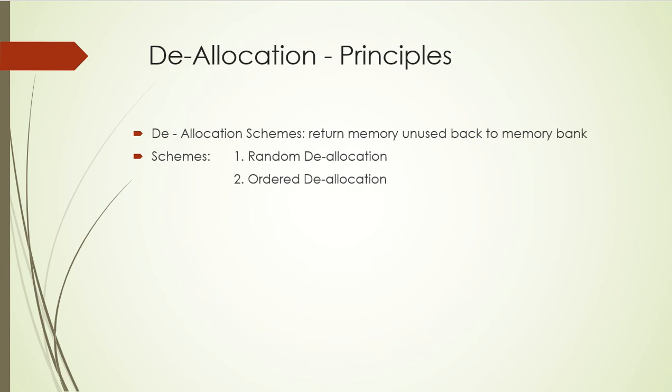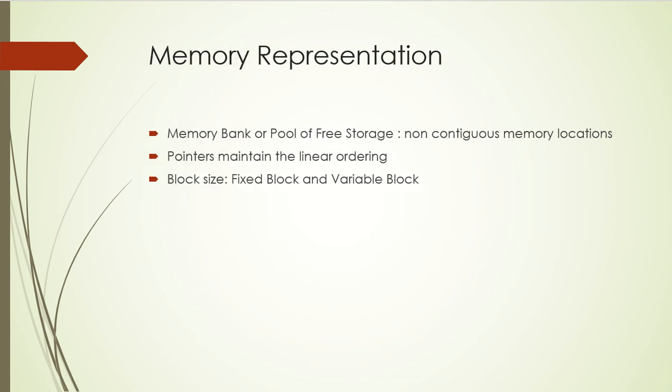Similarly, deallocation also has two strategies to follow. First one is random deallocation, where you take the deallocated block back into memory and keep it wherever you require. Ordered deallocation will follow some basic principles: the deallocated block will always be added either to the first of the linked list, the memory bank, or to the end of the memory bank.